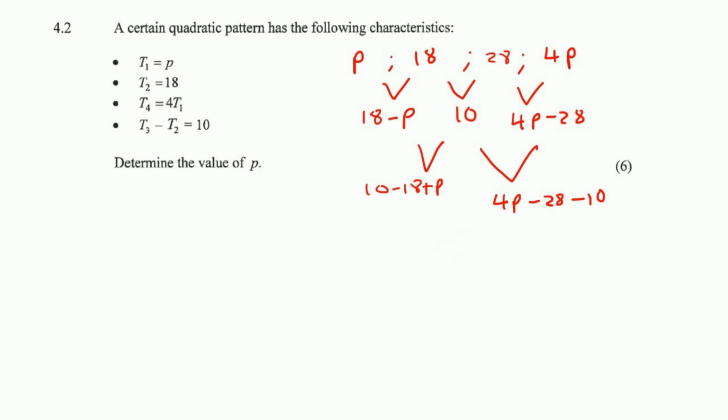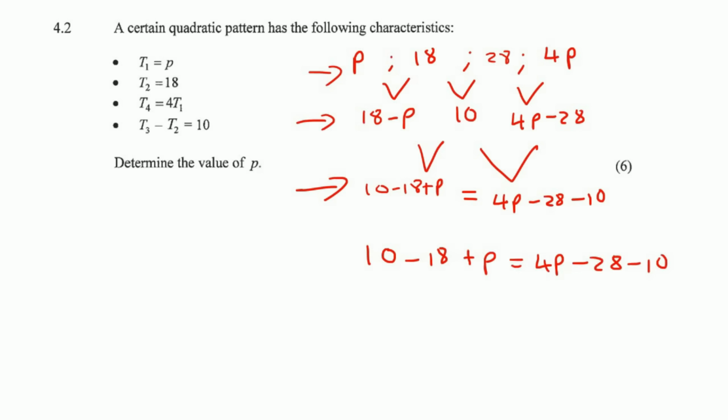Now here's the part where students sometimes are like, okay, what do we do now? Well, remember, they told us that it's quadratic. So what do we know about a quadratic? We know that the second difference, so that's the first difference, that's the second difference, we know that that's the same. So we can make these two expressions equal to each other. So we say 10 minus 18 plus p equals 4p minus 28 minus 10. And now we just solve for p.